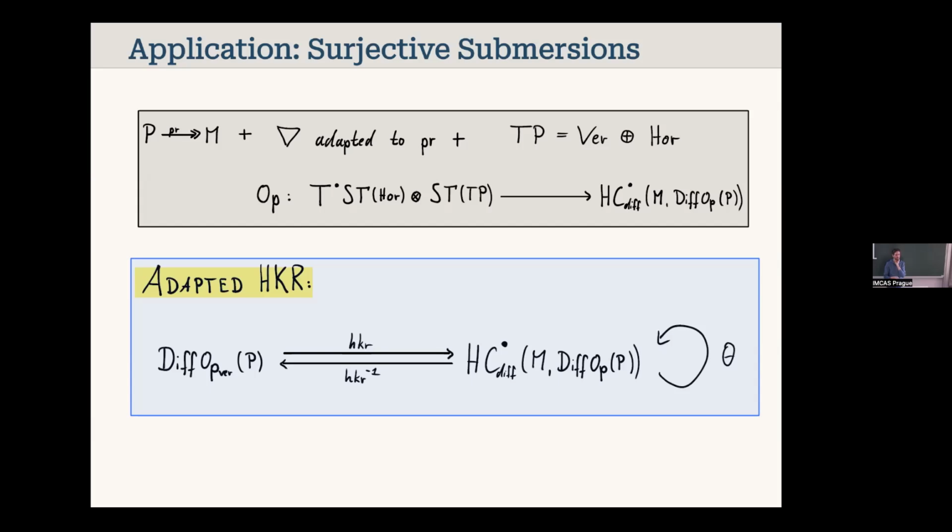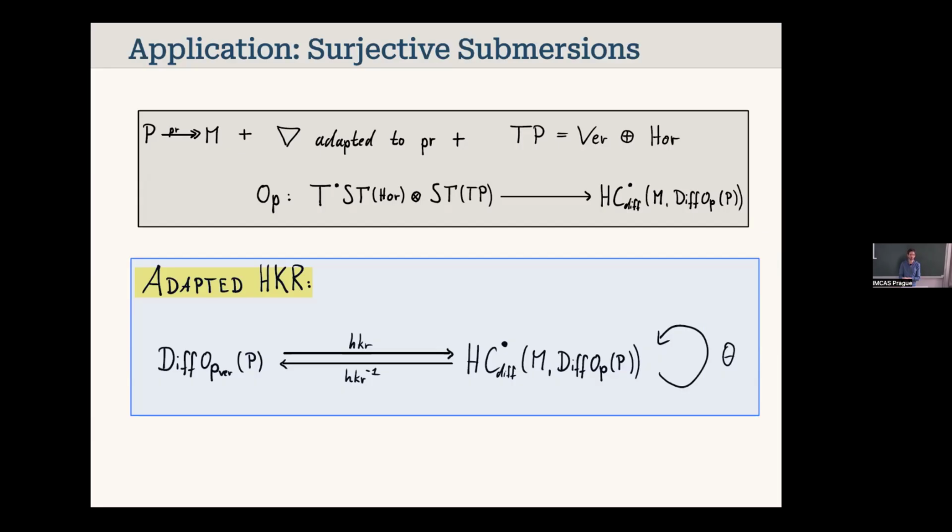So if you start with a surjective submersion, so think about a fiber bundle, and you have a covariant derivative that is adapted to this surjective submersion. And okay, we choose a horizontal bundle. You can always do that. Then the symbol calculus gives us an identification of the differential Hochschild complex with values in the differential operators on P, on the big manifold, with this guy.